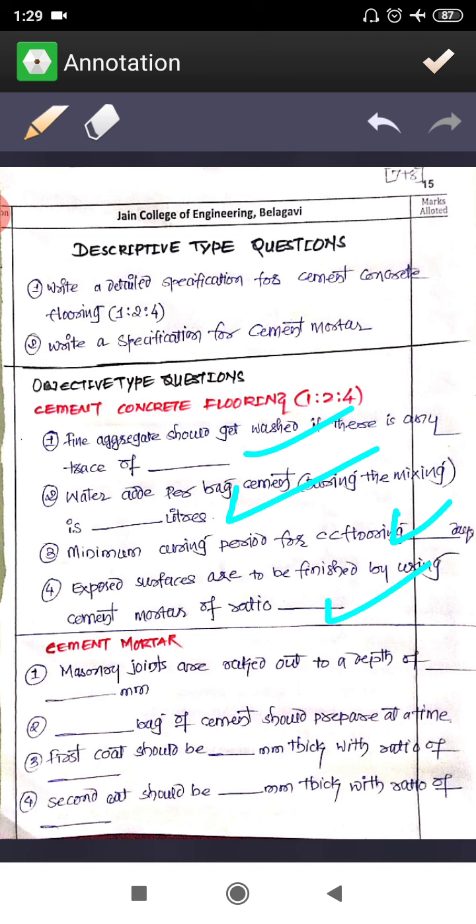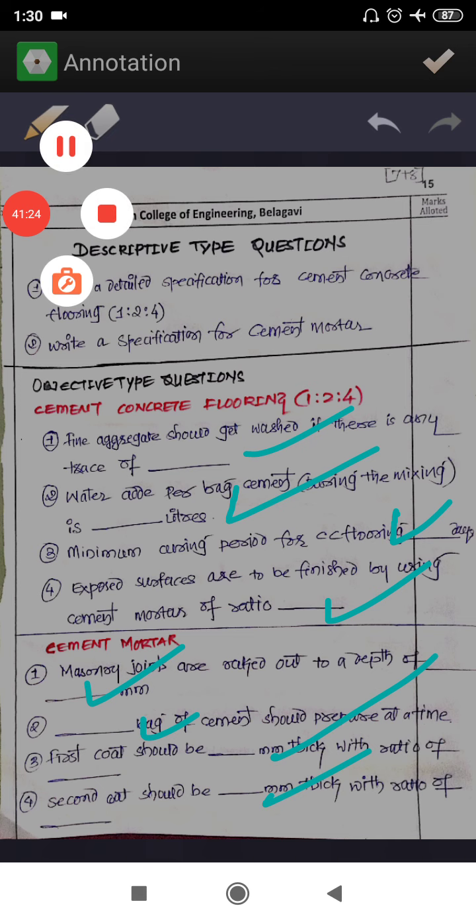Then cement mortar joints are to be raked to the depth of 20 mm. Then one bag of cement should be prepared at a time. This is one bag. First coat should be of 12 mm thick. Second coat should be of 8 mm, right? So these are the few important questions on cement concrete floor as well as on the cement plastering.